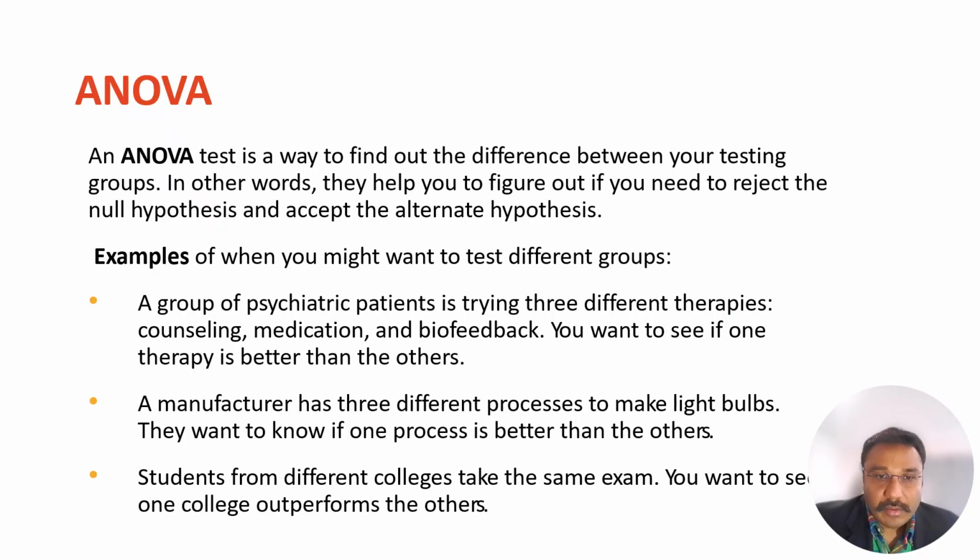ANOVA. ANOVA, which is analysis of variance, is a way to find out the difference between your testing groups. In other words, it helps you figure out if you need to reject the null hypothesis or accept the hypothesis. This practical example uses ANOVA to determine whether differences in satisfaction levels across different projects might explain why three employees left. It walks through preparing the data in Excel and running a one-way ANOVA. If the p-value is below 0.05, it suggests dissatisfaction is likely related to the projects they are assigned to.